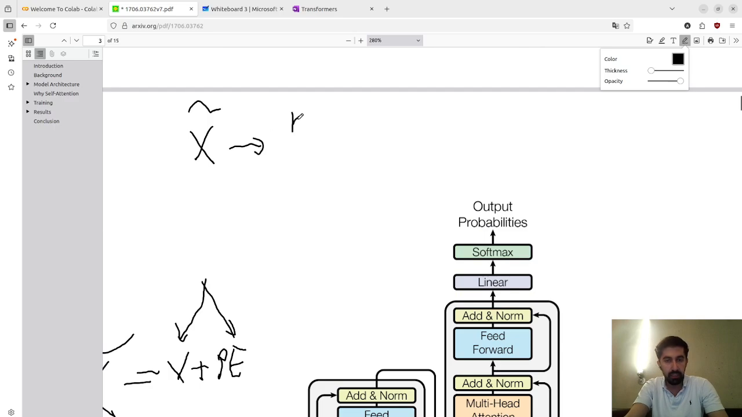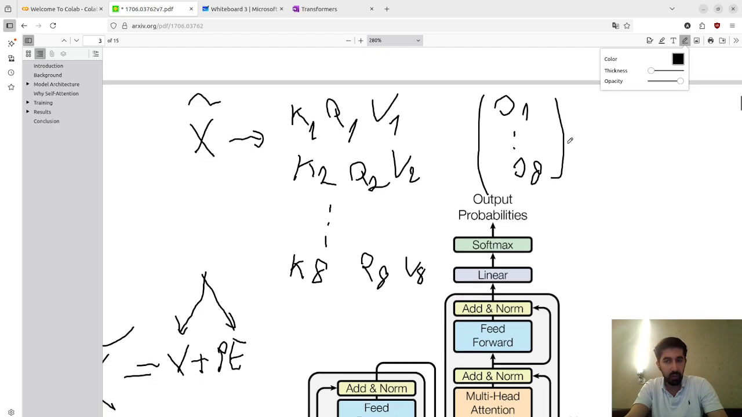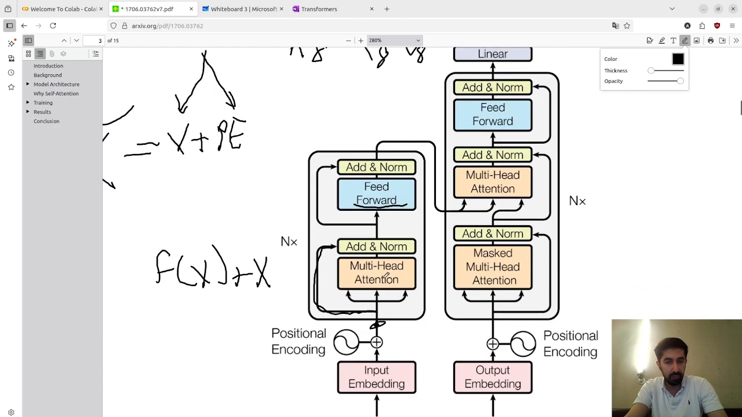You get key, query, and value h times. So you get key 1, query 1, v1, key 2, query 2, v2. And in the original paper, they do it 8 times, so they get key 8, query 8, and v8. Using these 8 keys, queries, and values, they get output 1 till output 8. Then they concatenate them. So here we have our output of self-attention.